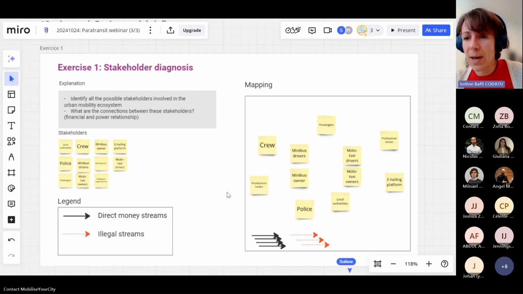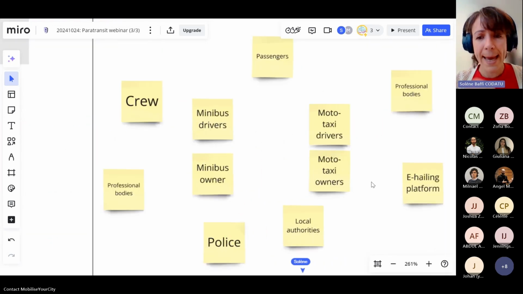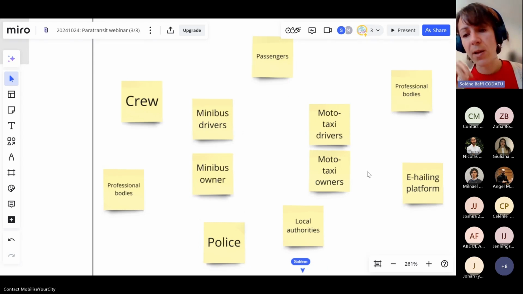So if you would like to elaborate a bit, you're free to raise your hand if you want to speak or to comment in the chat box. And I would like to raise attention to the different groups of stakeholders you have. So for instance, in terms of paratransit operators, we have two different types of operators. We have the minibus operators and the motor taxi drivers. And in each case, we have subgroups, with some being the drivers of the vehicles and some being the owners of the vehicles.